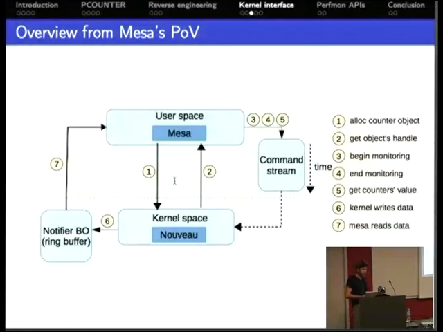The notifier buffer object is just a buffer which is automatically allocated by the kernel when Mesa creates a channel. This buffer has to be mapped from the user space, and after it can be accessible from the user space and the kernel space.